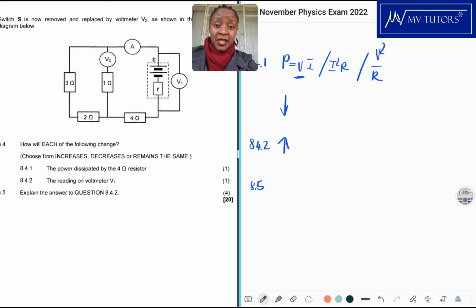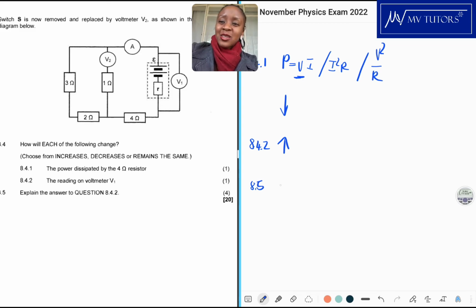Like I said, the more voltmeters are added, the more resistance. So if we have more resistance, V is equal to IR, V will increase. Another thing is the current in the circuit decreases. And lastly, I would say that the lost volts from the internal resistance of the battery will decrease, and if your lost volts decrease, your V1 is going to increase. So the reading on voltmeter 1 would increase. Let me just write down what I said.